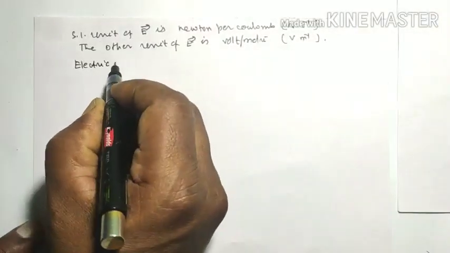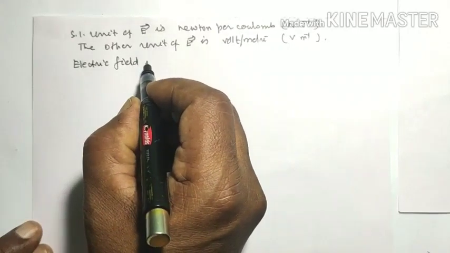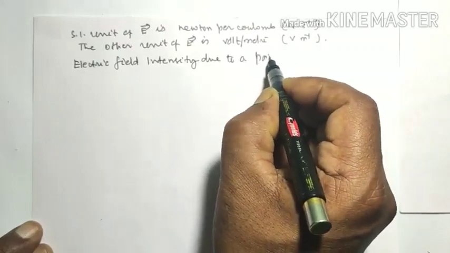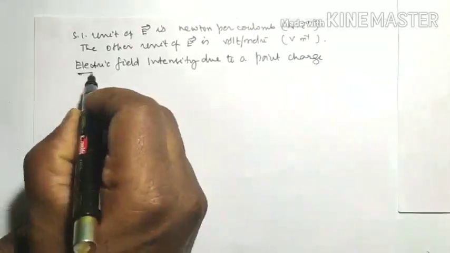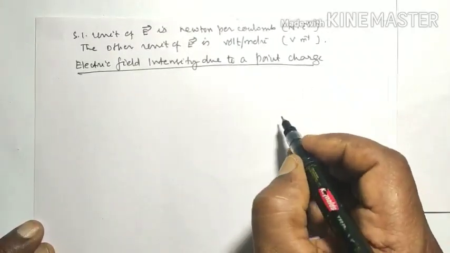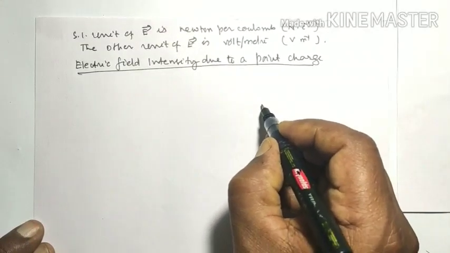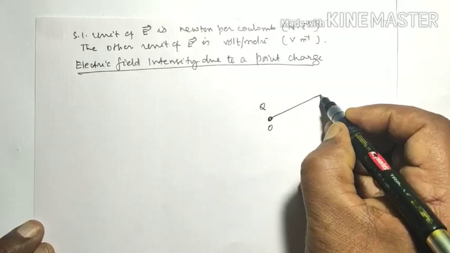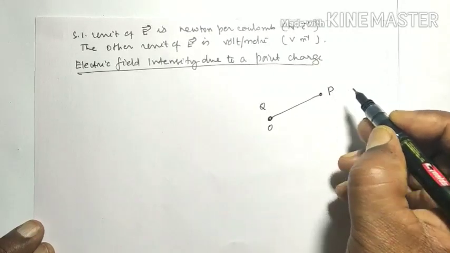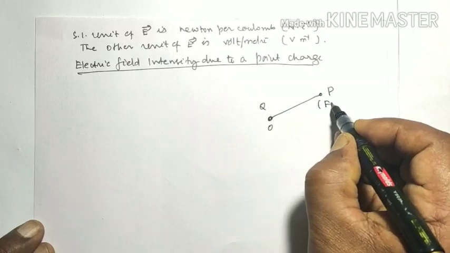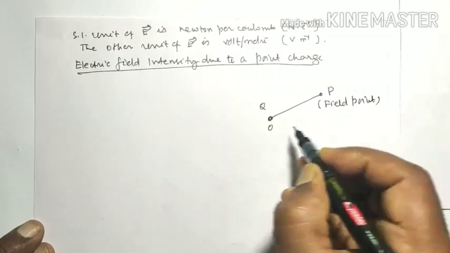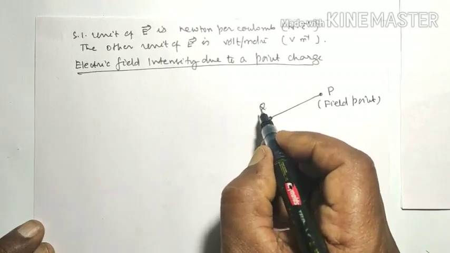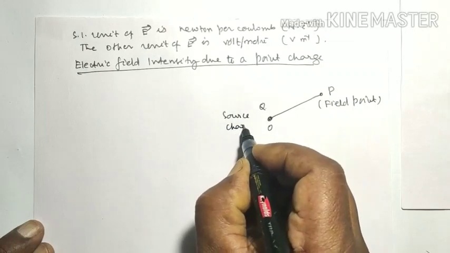Electric field intensity due to a point charge. We consider an isolated point charge Q placed at the origin of a coordinate system, and we have to find the electric field intensity at a point P. So this point is called the field point, and O, where the source charge is placed. This Q is called the source charge.